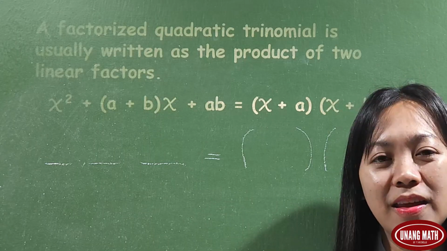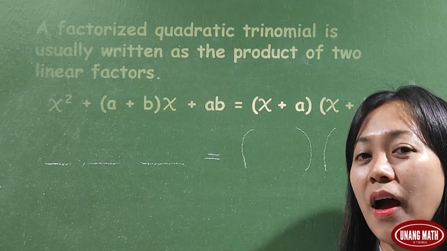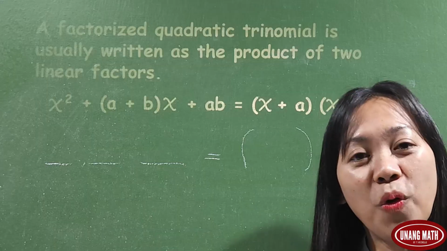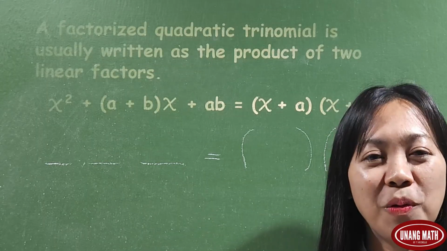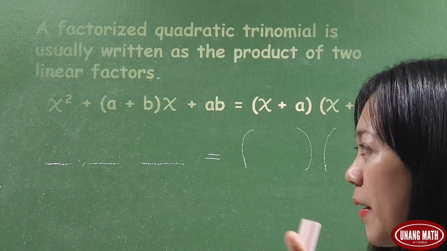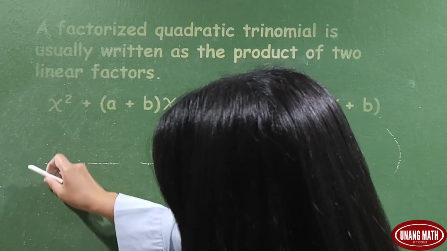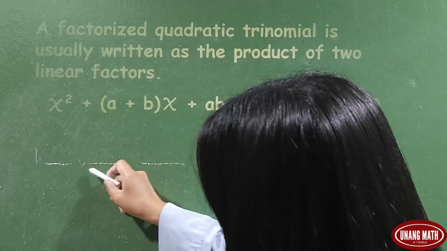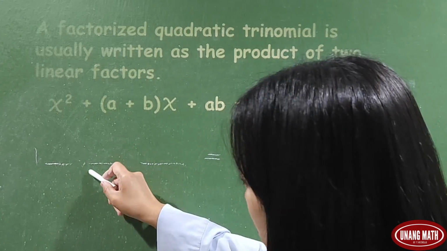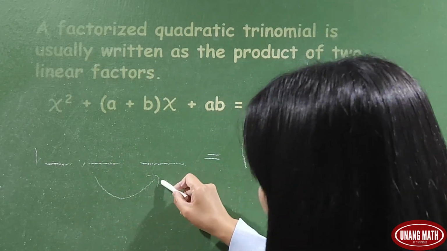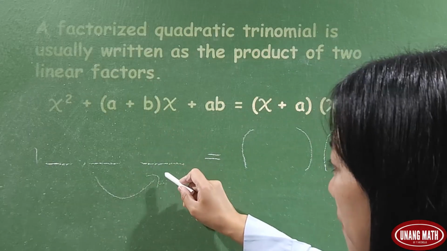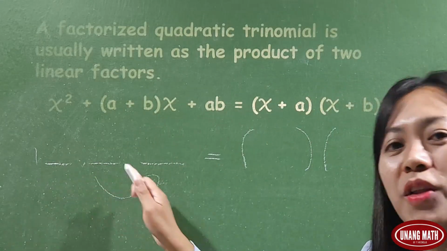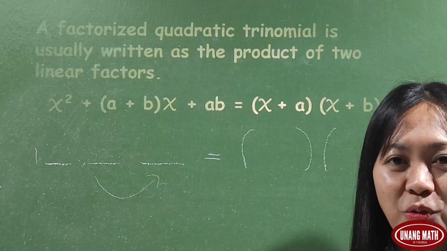We already studied that for a trinomial to be called a perfect square trinomial, the coefficient of x squared is 1, and when you square half of this middle number, it is equal to this constant number. Then this trinomial is a perfect square trinomial.